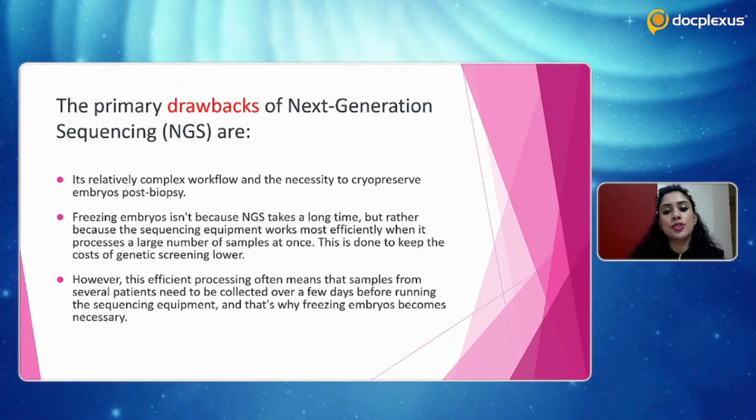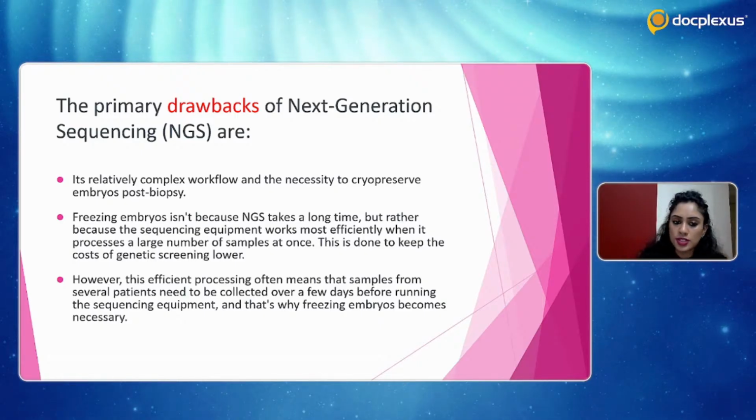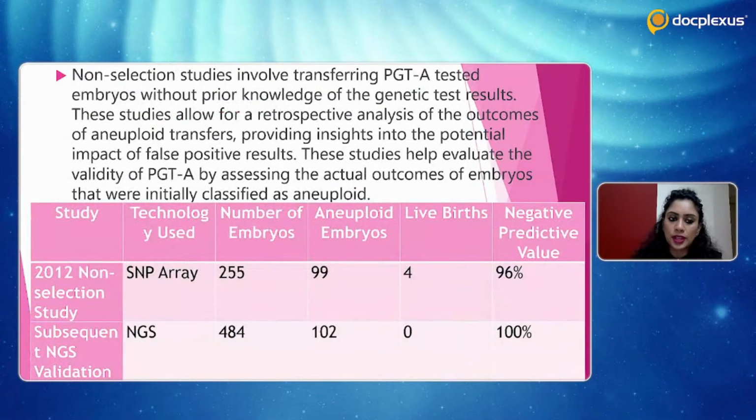Freezing embryos isn't because NGS takes a longer time, but rather because the sequencing equipment works more efficiently when it processes a large number of samples at once. This is done to keep the cost of the genetic screening lower. This efficient processing, however, often means that samples from several patients need to be collected over a few days before running the sequencing equipment, and that's why freezing embryos becomes necessary.